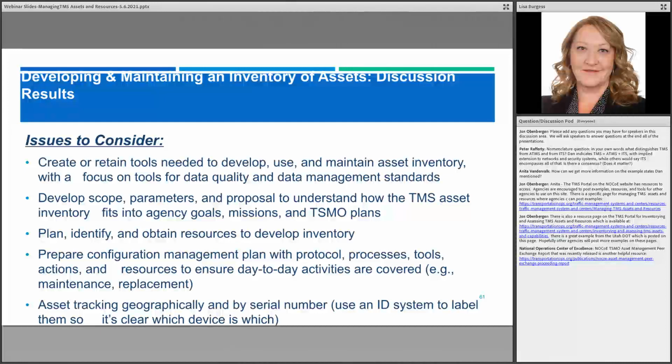There was an important emphasis here when it comes to maintaining that inventory and how you store some of that data, how you can keep it updated, needing a configuration management plan to make sure that all of the activities that are needed are addressed in there, not just when a TMS asset was implemented, but how is it maintained, when is it replaced, how is it monitored. There were some other ideas also presented in terms of how that information could be tracked, whether it's through some sort of GIS type tool, whether it's by different serial numbers. So there were a lot of different approaches to how different types of TMS assets are tracked and inventoried.